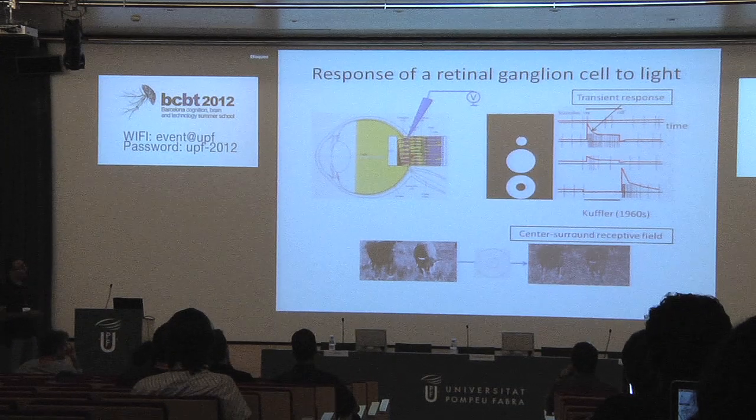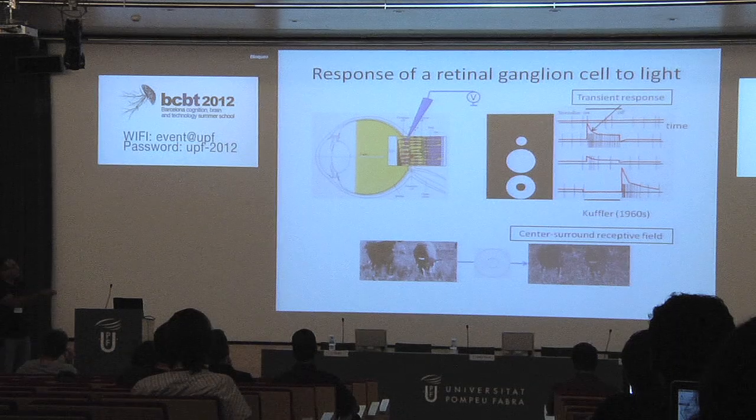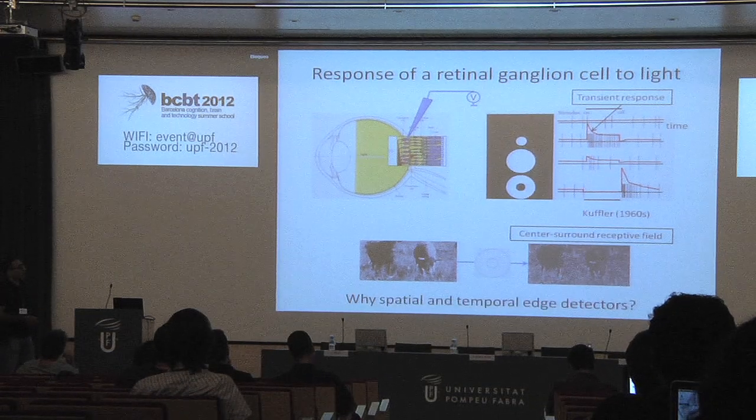So the basic observation of early visual processing then is that ganglion cells act as edge detectors, both in time due to their transient response and in space due to their center-surround receptive fields. And the question we would like to ask is, why is that the case?